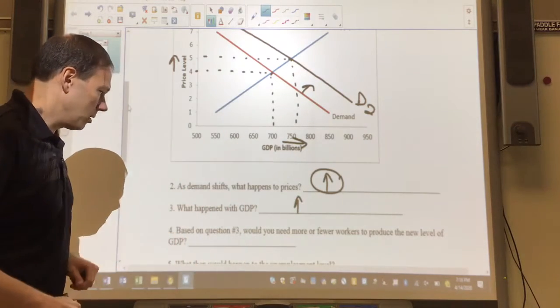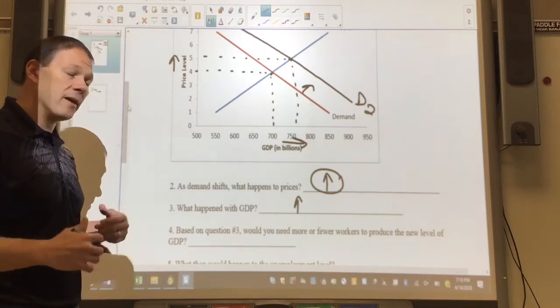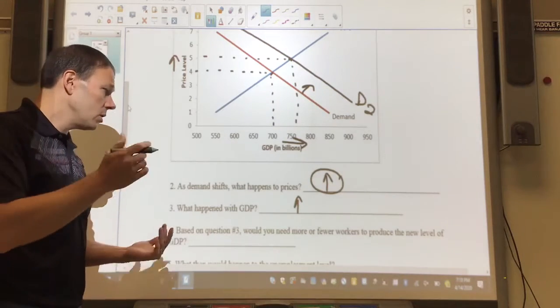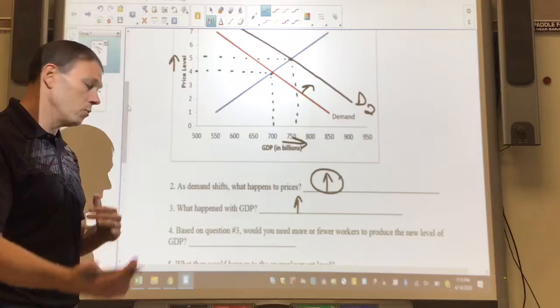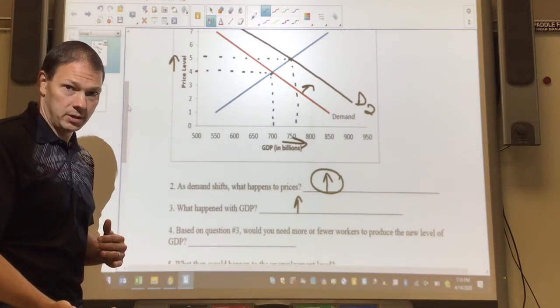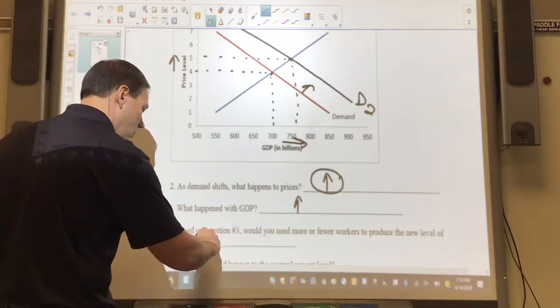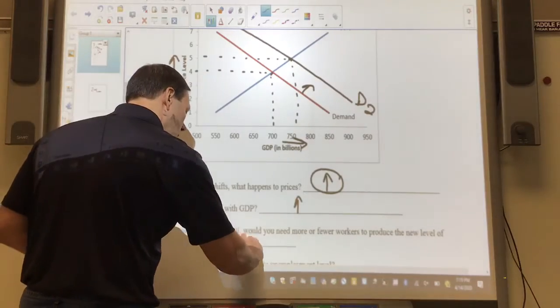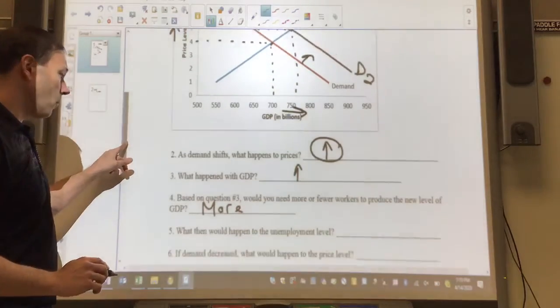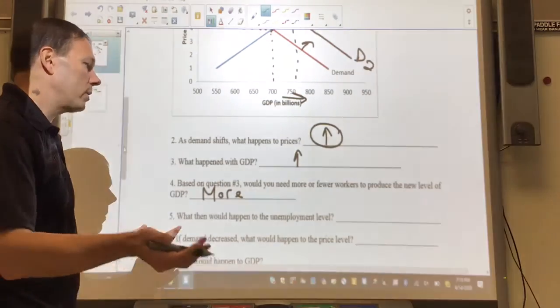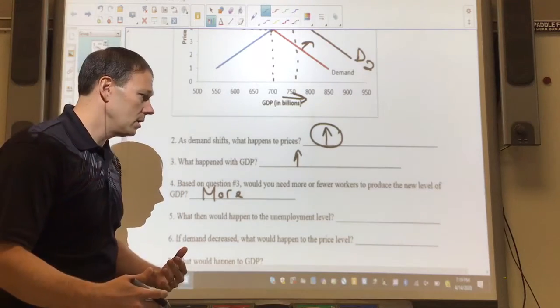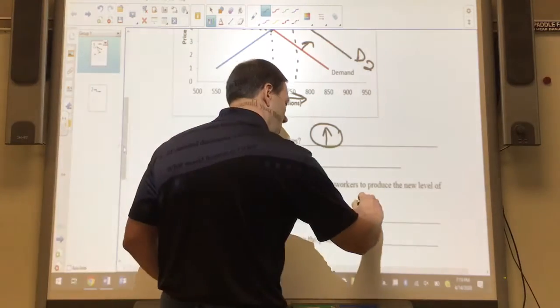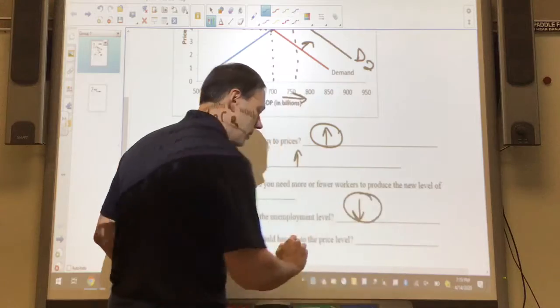Let's look at number 4. Based on question number 3, if we're making more things, do you think we're going to need more or fewer workers to produce more things? That's right, very good, more workers. Now, if we need more workers, what's going to happen to unemployment? Unemployment is going to go down, very good.